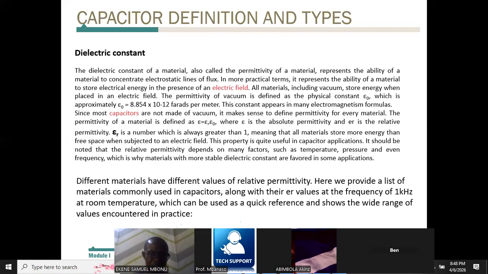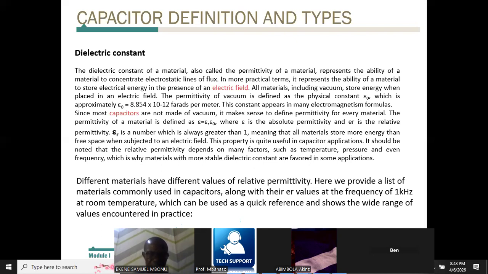The permittivity of vacuum is defined as the physical constant epsilon 0, which is approximately 8.854 times 10 raised to the power minus 12 farad per meter. This constant appears in many electromagnetism formulas. Since most capacitors are not made of vacuum, it makes sense to define permittivity for every material. The permittivity of a material is defined as epsilon equals epsilon r multiplied by epsilon 0, where epsilon is the absolute permittivity and epsilon r is the relative permittivity.